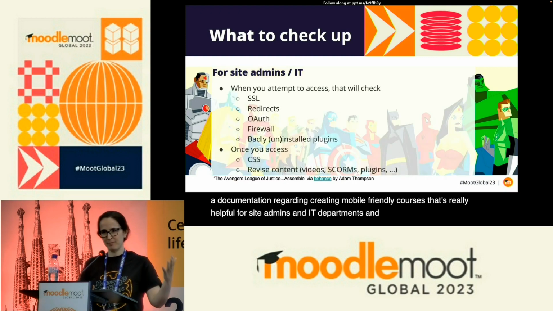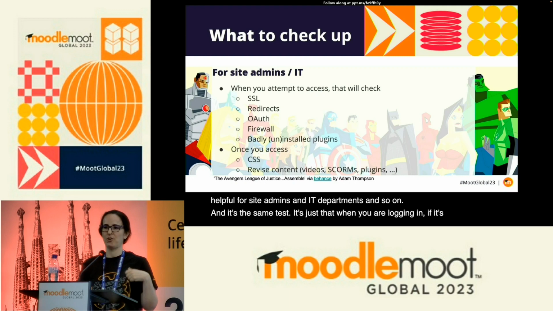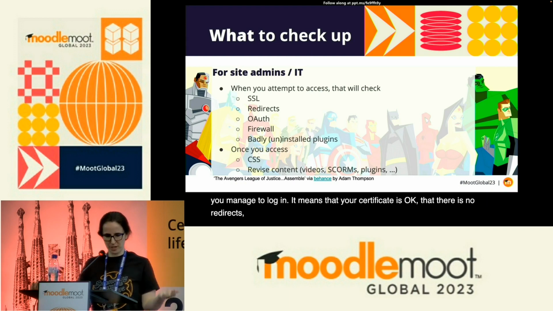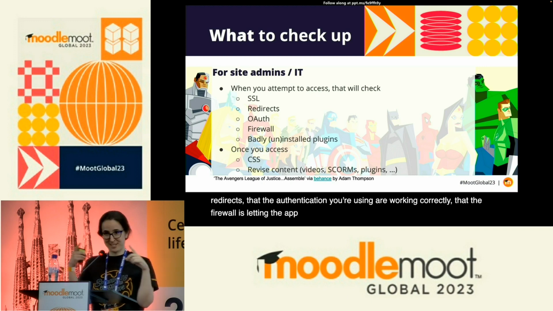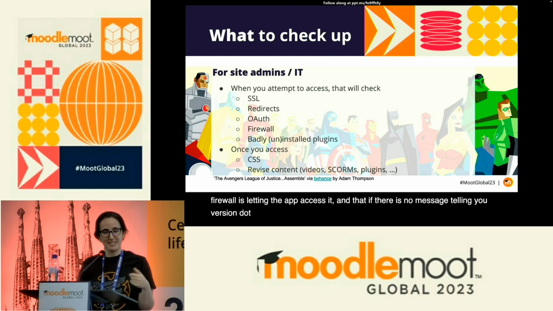When it's the same test, it's just that when you are logging in, if it's successful, if you manage to log in, it means that your certificate is okay, that there are no redirects, that the authentication you're using is working correctly, that the firewall is letting the app access it, and that if there is no message telling you version.php something plugin name, your plugins are correctly installed or uninstalled, which is important.